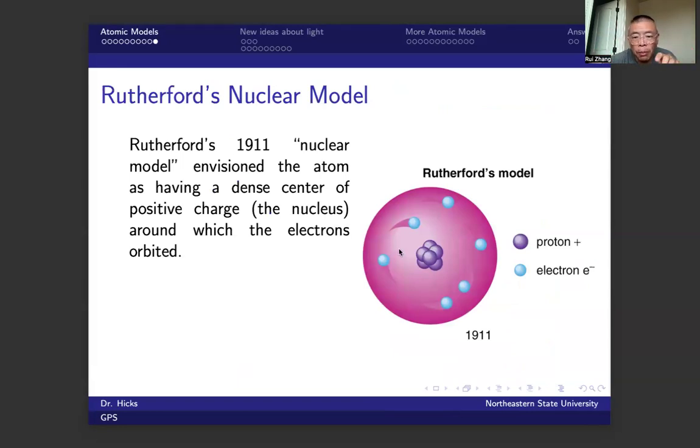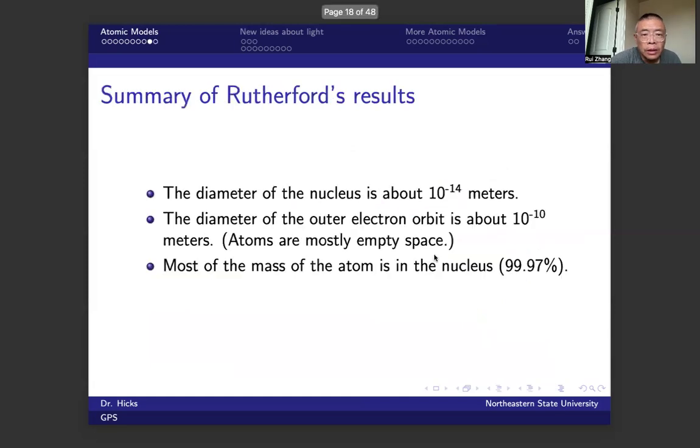So if the alpha particle goes through this empty space, no problem. Only when the alpha particle hits around this nucleus, then it is reflected. So this explains his film. It's a very, very famous experiment. So this experiment pretty much set up our current understanding of atoms.